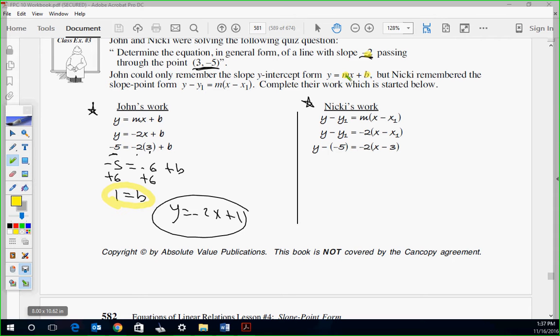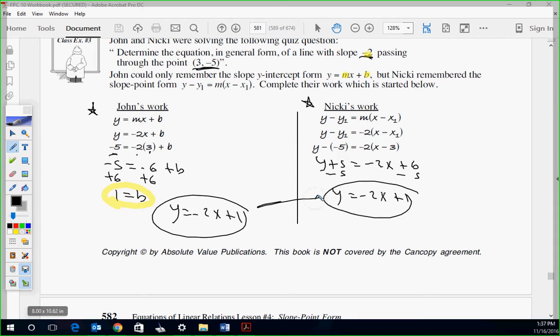Okay, so this one, let's finish off the point slope now. So point slope, minus a minus means plus. We distribute -2x. -2 times -3 is +6. We minus 5, we minus 5. y equals -2x plus 1. You see, this is what I'm talking about. We got the same answer both ways. Okay? It all comes together. Okay, we got 2 more examples. I'll stop yapping.